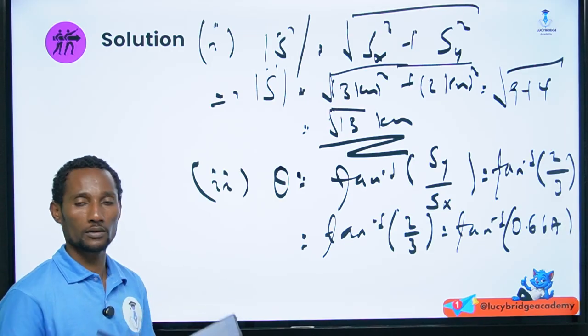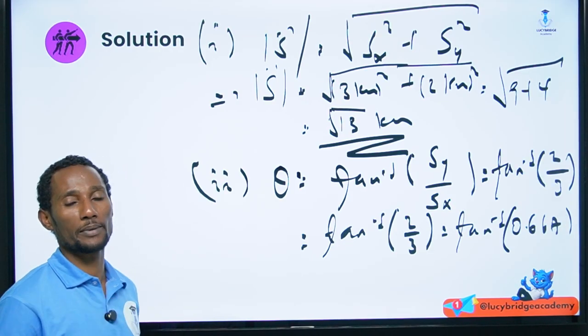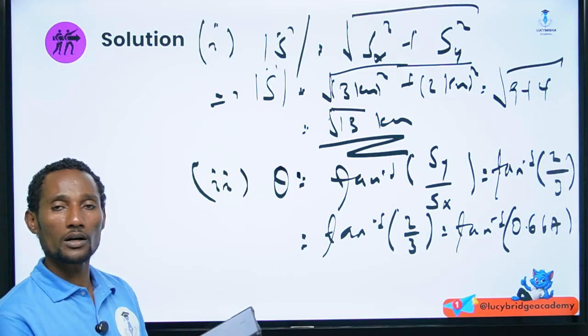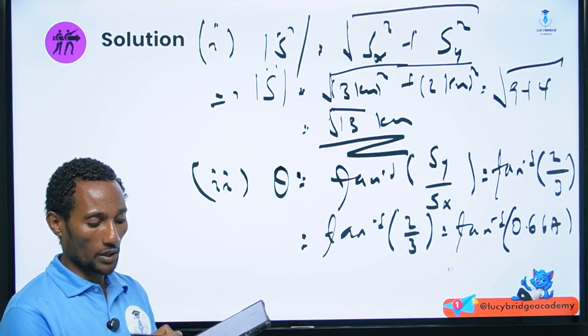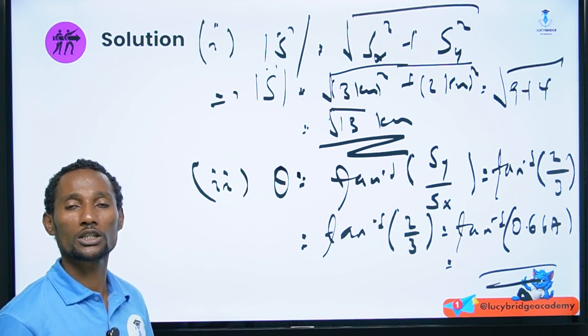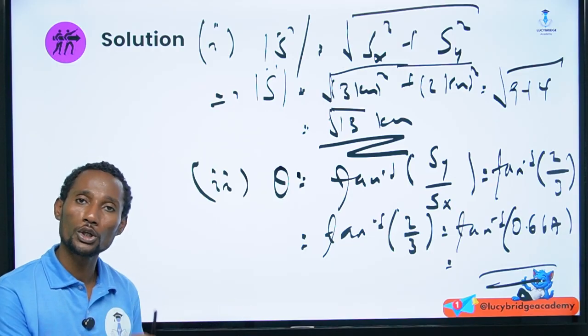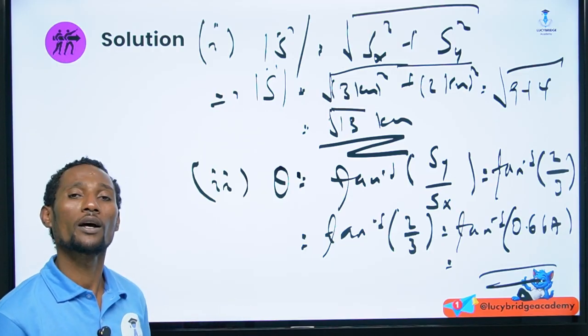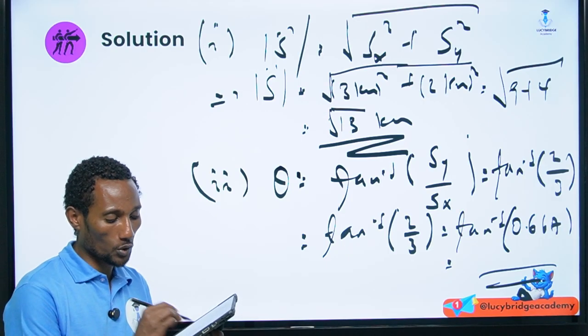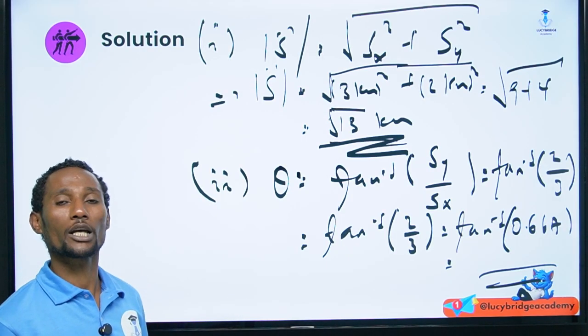That is approximately 0.6667 or 0.67. You can check this on your trigonometric table. From the trigonometric table, you get the angle or the direction of the resultant vector, root 13 kilometers.